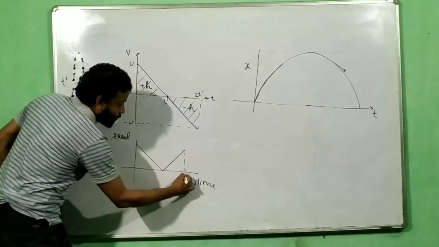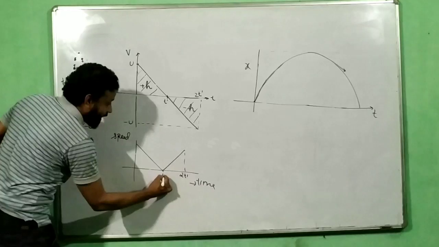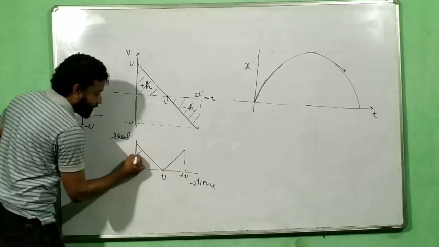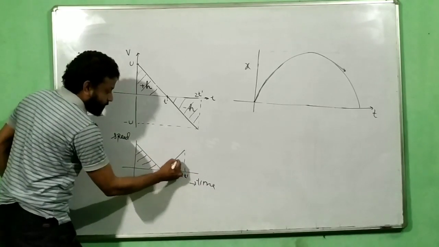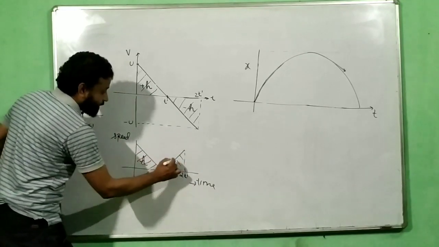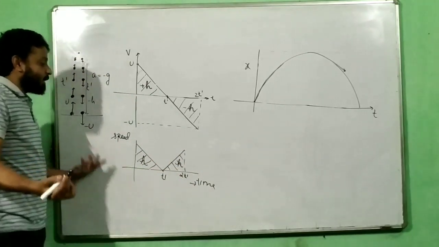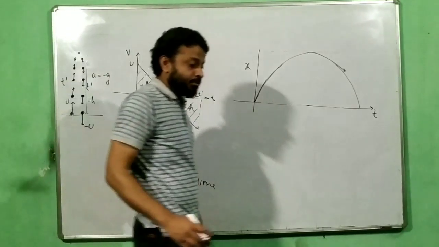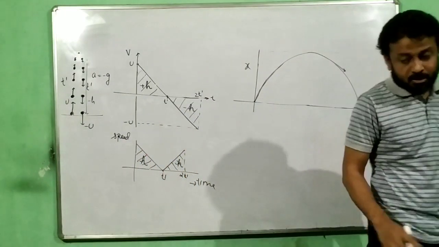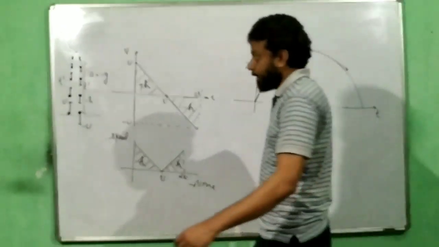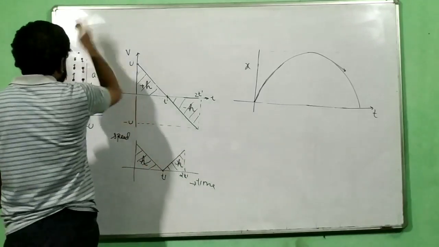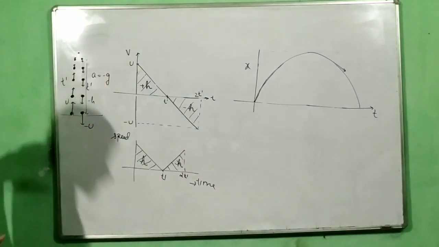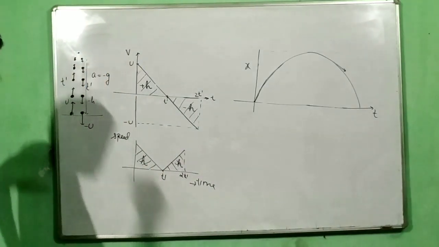So this becomes your 2t dash and this becomes your t dash. And as I told you, this will give you positive area, this will also give you positive area. This gives you h, this also gives you h, and h plus h equals 2h, which is the total distance travelled by the body. This is for the case of a body thrown up and then coming back down. Okay? Clear? Now moving ahead.